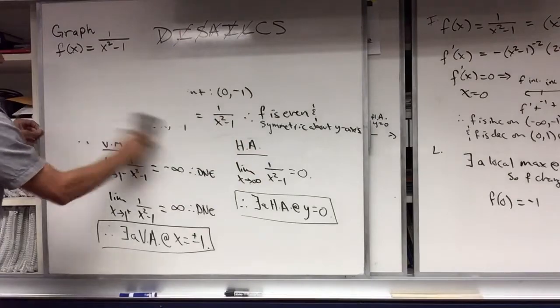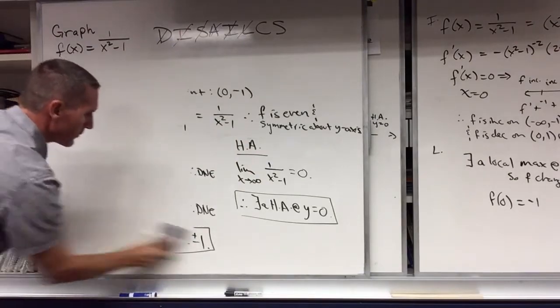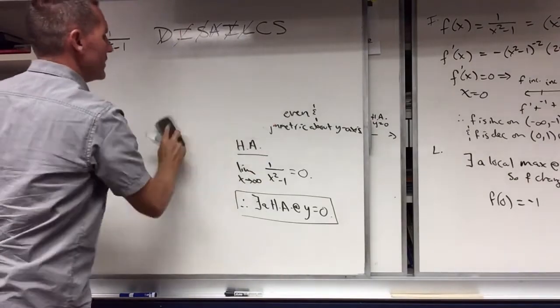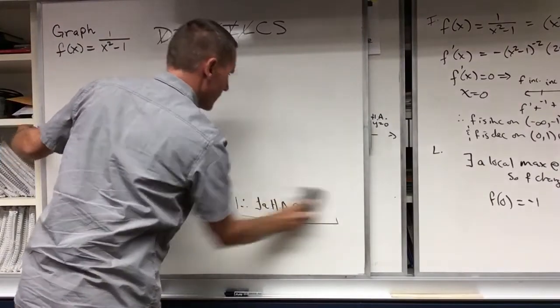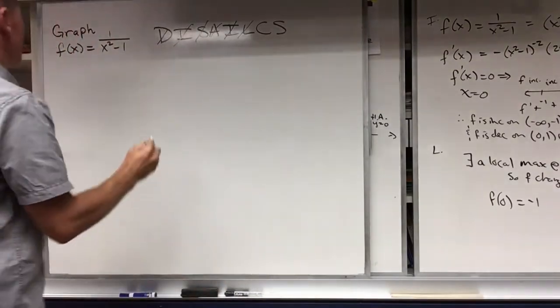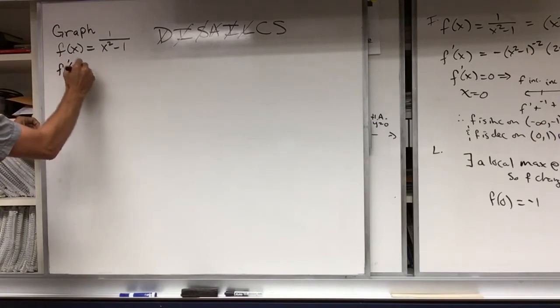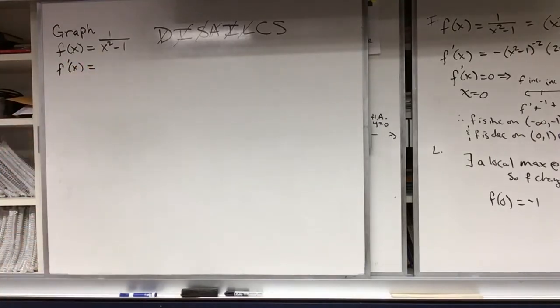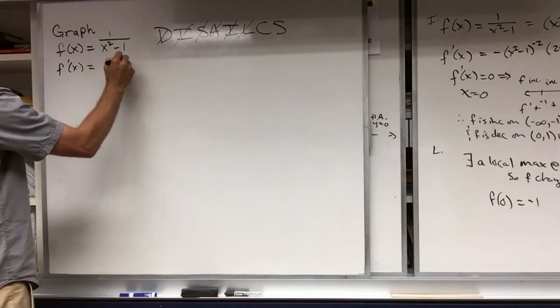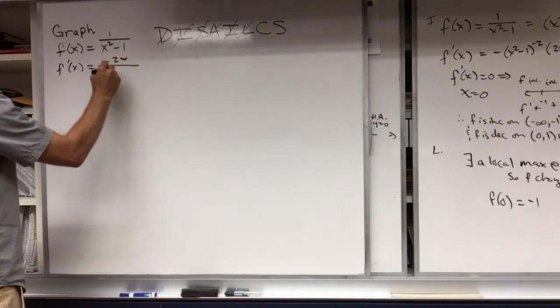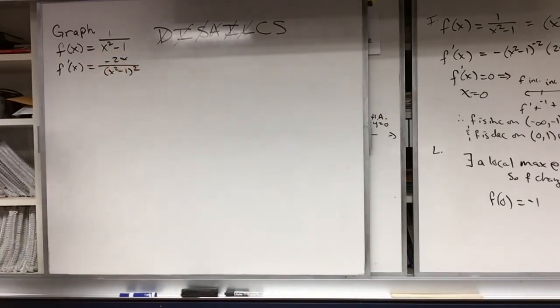So to talk about concavity, we must talk about the second derivative. And we already know, so let me go ahead, I have f of x here. I know that f prime of x was equal to negative 2x over quantity x squared minus 1 squared. And now I'm going to find the derivative of that. So find the second derivative.